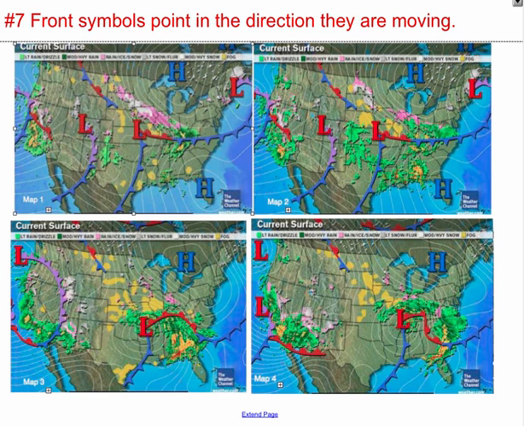Number 7, front symbols point in the direction they're moving. This cold front is moving this direction. This little warm front, the warm air here, is getting squeezed and moving that way. Okay. Stationary front, the cold air was hitting the warm air. And of course on these maps, purple is occluded.